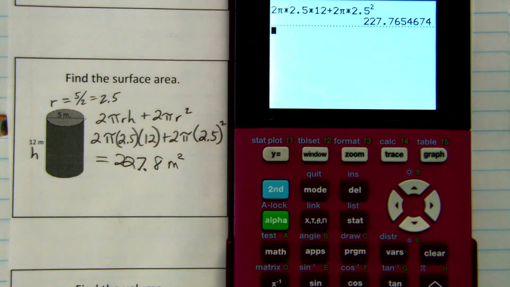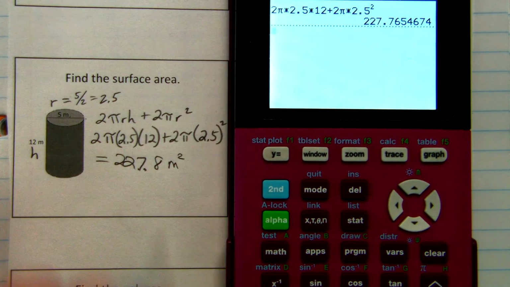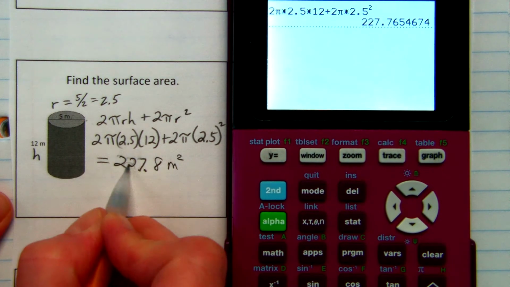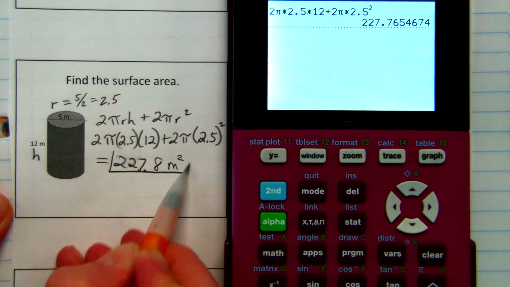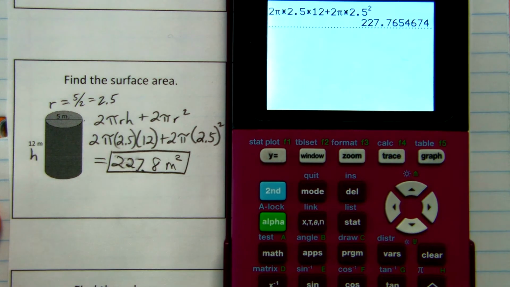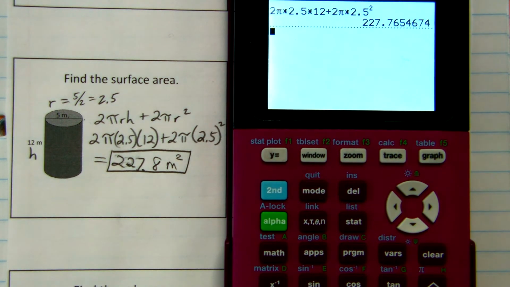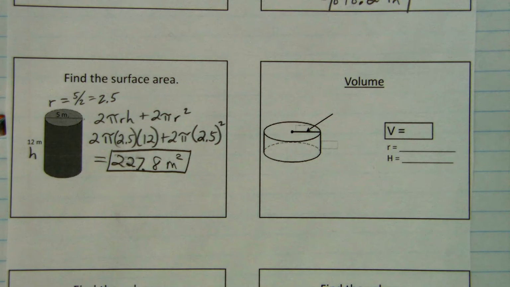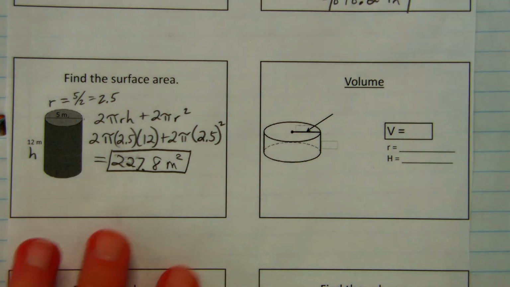Let me try to write that a little bit neater. 227.8 meters squared. Okay? So that's surface area and how to use the surface area formula. I like volume because the formula is a little bit shorter.